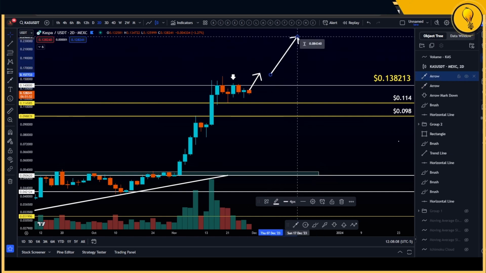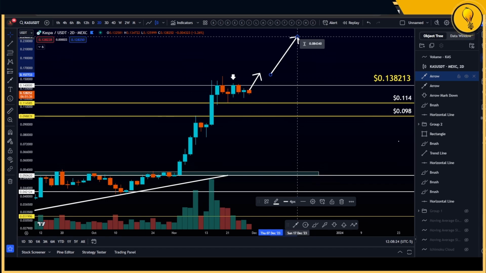And what's really, really cool about KASPA at this juncture is that it's in price discovery. When any asset is in price discovery, it can keep going higher. We are just about initiating the bull run phase, that markup phase of this cycle. So yeah, things are looking good.